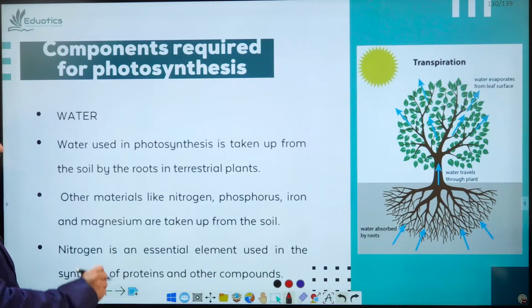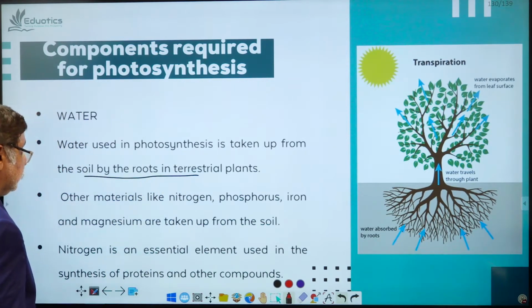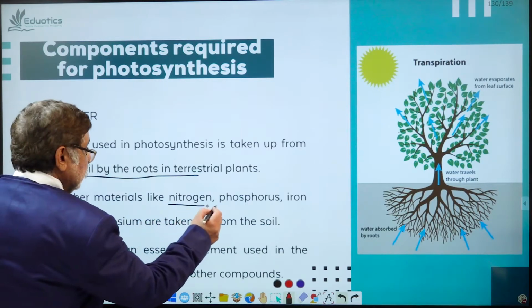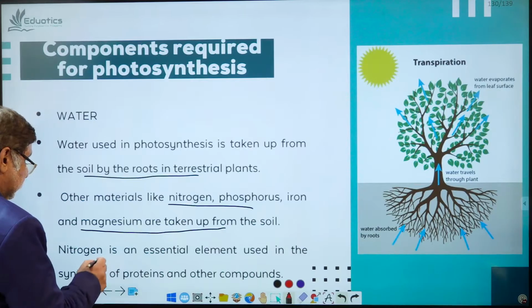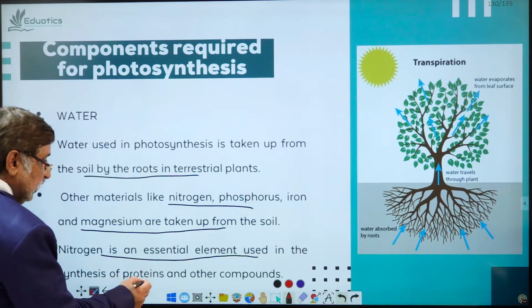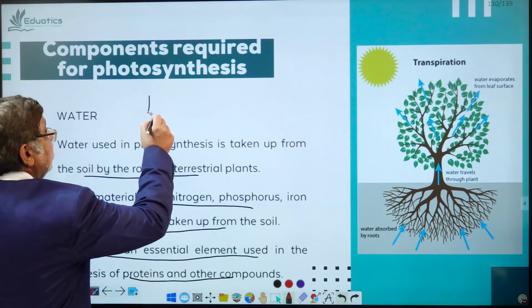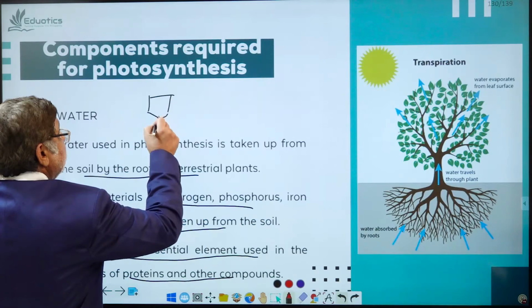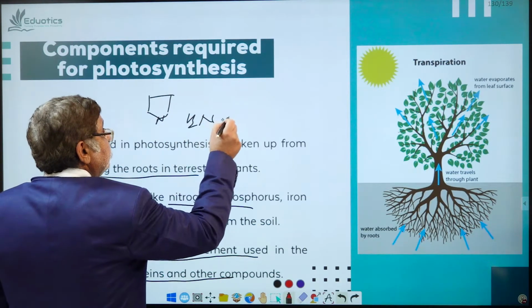Water is used in photosynthesis, taken up from the soil by roots in terrestrial plants. Other materials like nitrogen, phosphorus, iron and magnesium are taken up from the soil. Nitrogen is an essential element used in synthesis of proteins and other components. Even in chlorophyll, these pyrrole rings contain nitrogen, and amino acids contain nitrogen.